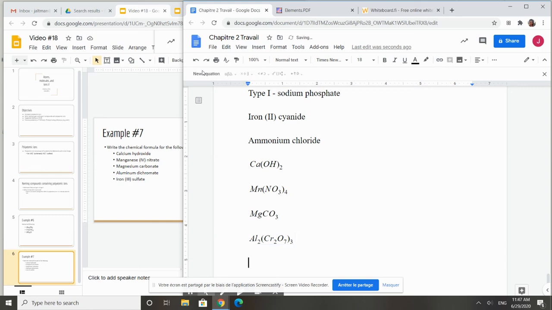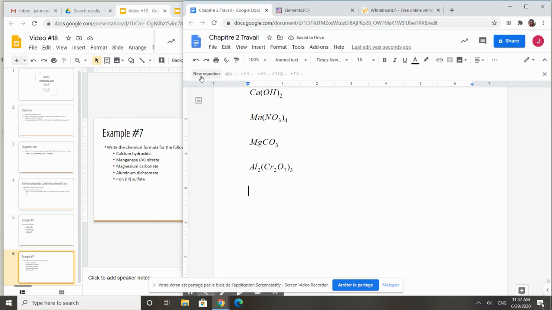And then we have iron 3 sulfate. So iron with a 3 plus charge, sulfate with a minus 2 charge. So Fe2(SO4)3.